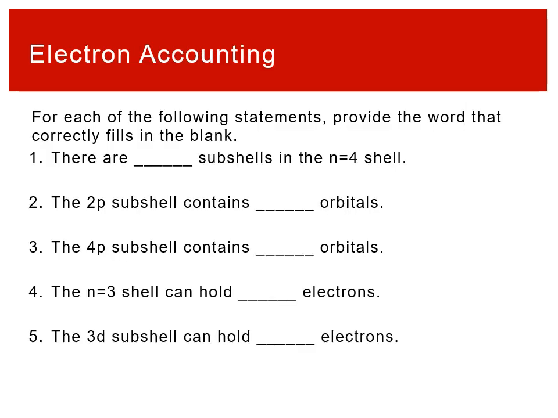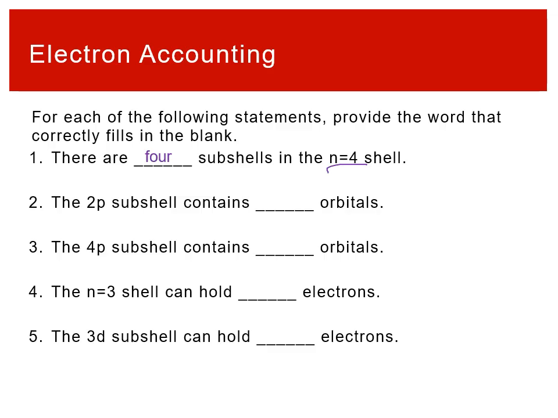All right, so for each of the following statements, we want to look at how we would correctly fill in the blanks. So there are blank subshells in the n = 4 shell. If we want to go from shells to subshells, it's just a matter of what is the value of n. So in this case, n = 4, there are 4 subshells. We would call those 4 subshells 4s, 4p, 4d, and 4f, but in this case, we just want to know how many we have. It's 4.